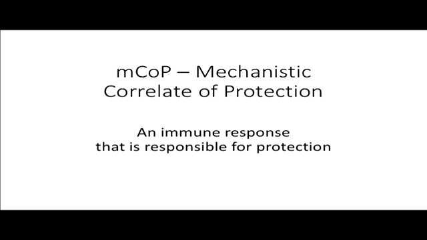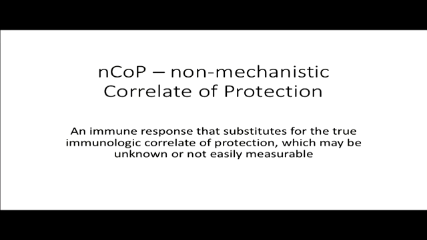So if you've got this immune response, we're very confident that you're going to be clinically immune to that infection. A non-mechanistic correlate is an immune response that substitutes for the true immunological correlate, which may not be known. We don't know everything about how the expression of immunity works to pathogens. Tuberculosis, a great example. We have one lousy vaccine, the BCG vaccine against Mycobacterium tuberculosis.